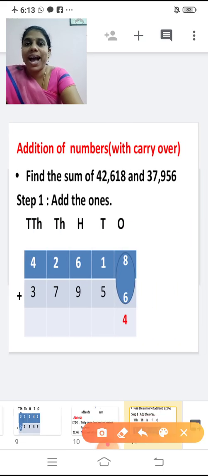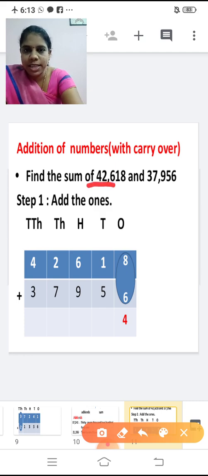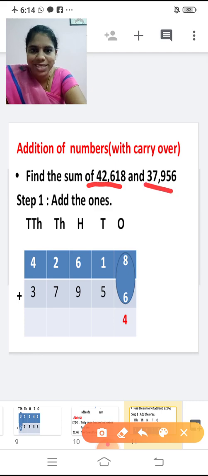Now we are going to see addition of numbers with carryover. Last sum we saw without carryover. Shall we see now? Find the sum of 42,618 and 37,956. We are going to add this now. Shall we add this now?